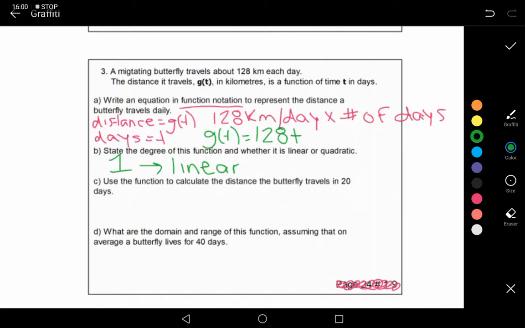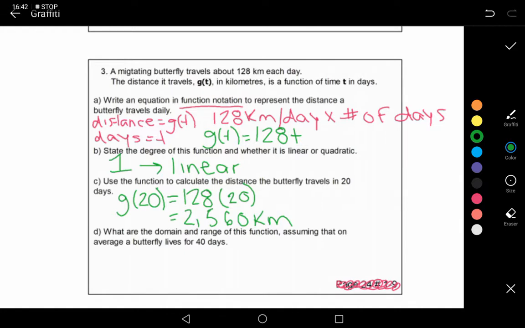So now it's asking us to use the function to calculate the distance the butterfly travels in 20 days. Okay, so what this is actually asking is the distance over 20 days equals 128 kilometers times 20 days. So g of 20 means the distance at time 20 is 128 kilometers times 20 days. We just simply type that into our calculators and we get 2,560 kilometers.